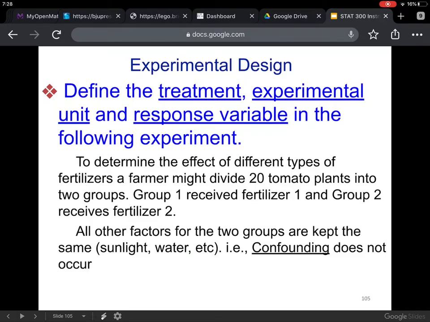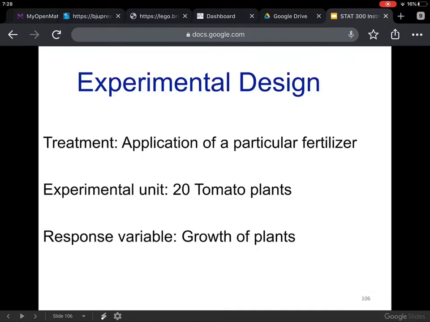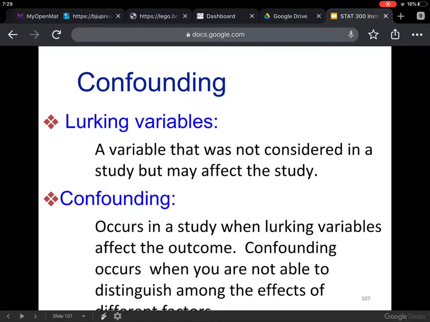All the other factors of the two groups are kept the same. For the 20 tomato plants, group 1 has fertilizer 1, group 2 has fertilizer 2, and confounding does not occur. Confounding is very important. We'll talk about it in just a second. So in this experimental design, the treatment would be the application of the fertilizer. The experimental unit would be the 20 tomato plants. To who are you applying the fertilizer, right? And the response variable, the growth of the plants. Well, did one fertilizer work better than the other or not?